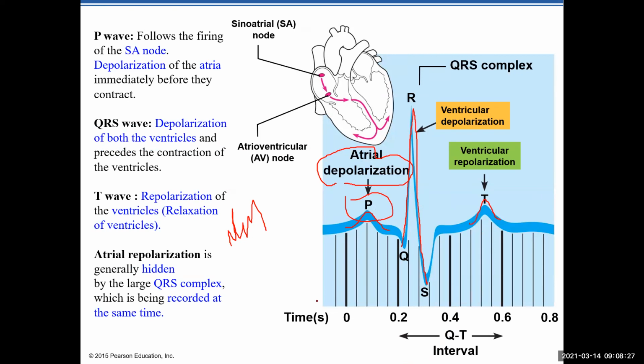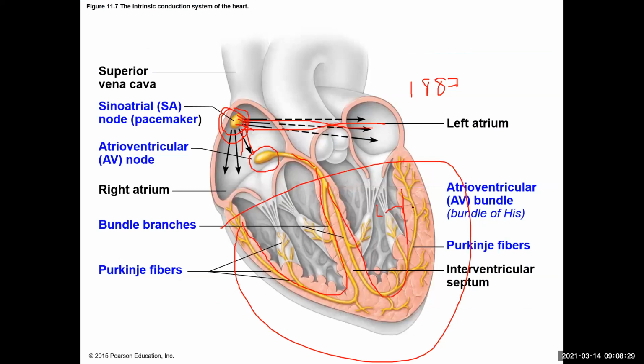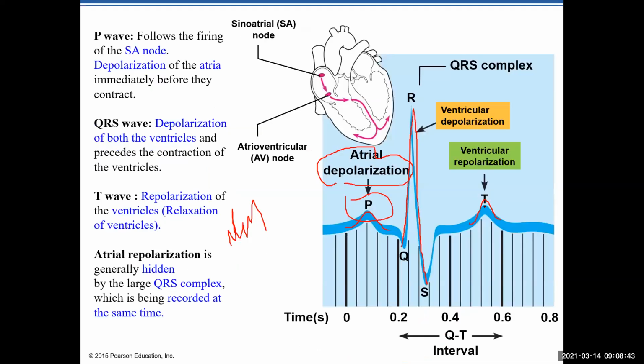The T wave tells us that now the ventricles have finished the systole, and now the ventricles need to relax. So there will be a repolarization in the ventricles. So the T wave tells us simply the ventricular repolarization, followed by relaxation of the ventricles, or diastole of the ventricles. That is about the P, QRS, and the T wave.